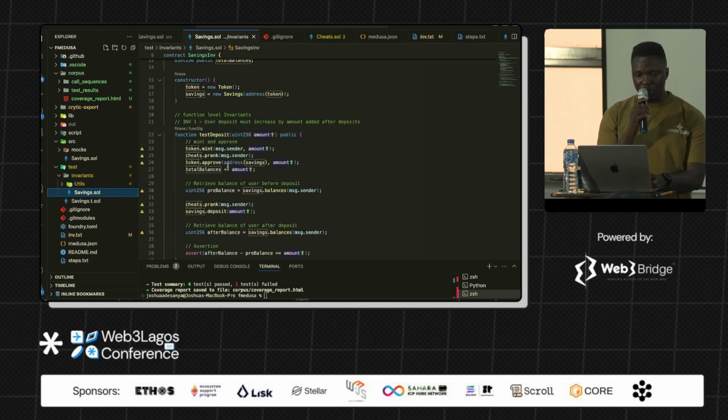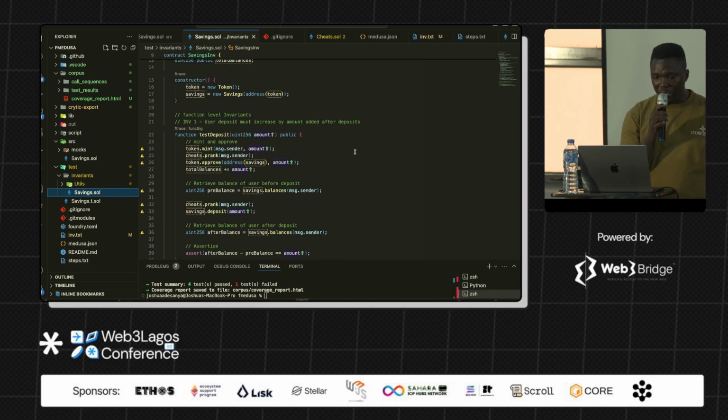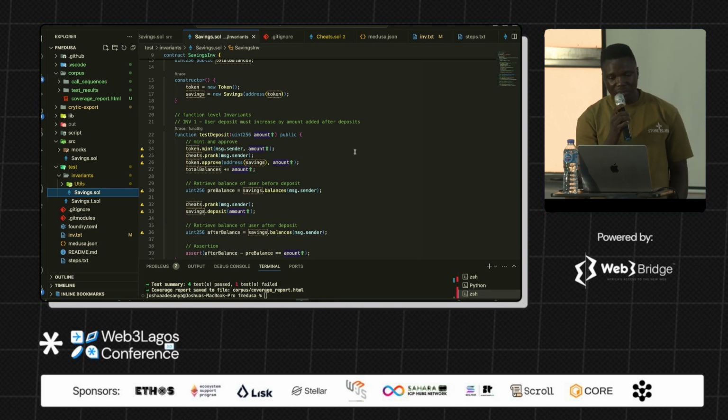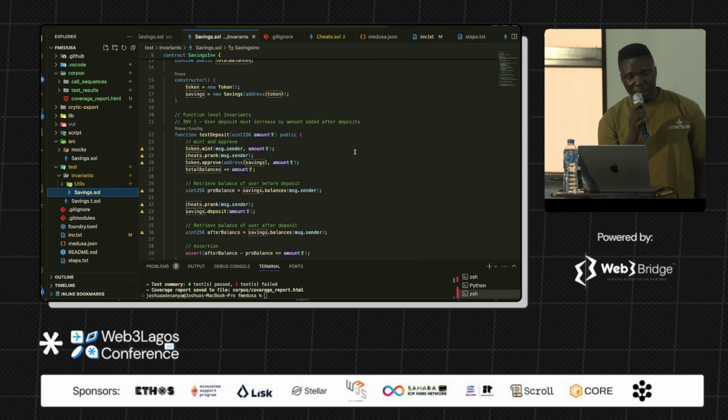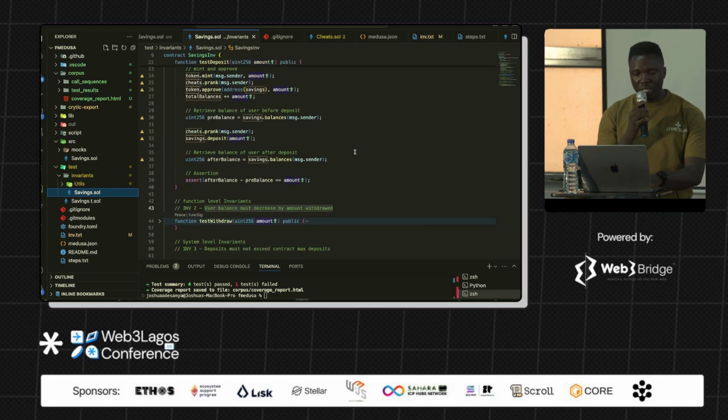What did I do? The first thing I did was mint some tokens to the user, ms.sender, prank the user, approve the amount for savings. I'm tracking the total balances, and the first thing I did was to get my pre-balance. The reason I'm getting my pre-balance is so that I can have a point of comparison. So I get my pre-balance, save the money, get my balance after deposit, and then I do my assertion, which is after balance minus pre-balance equals the amount.